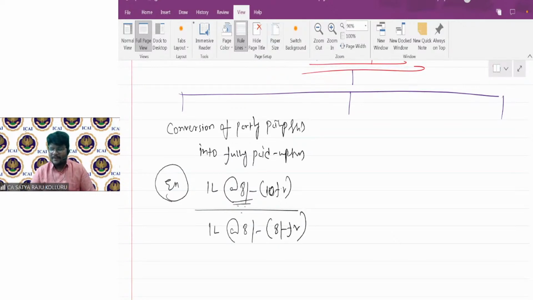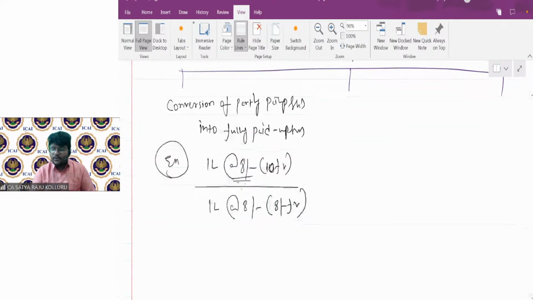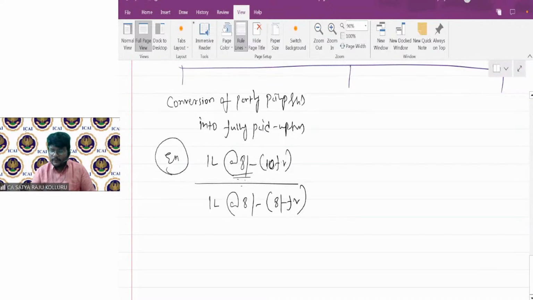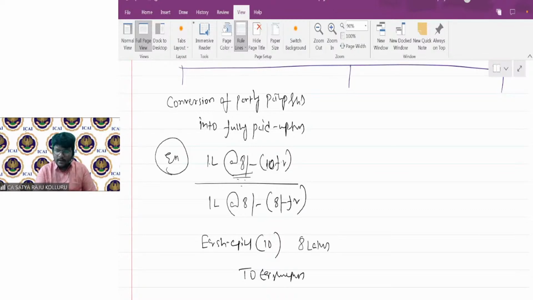Do you understand this? For this, what journal entry should I pass? Earlier equity share capital was face value 10 rupees, 1 lakh into 8 paid up, which is 8 lakhs. Now I will credit the equity share capital, but the face value is now 8 rupees, so there is no change in amount, which is 8 lakhs. You may presume, sir, there is no change in paid up share capital. Then why is it not an alteration of share capital? Why is it termed a reduction of share capital?